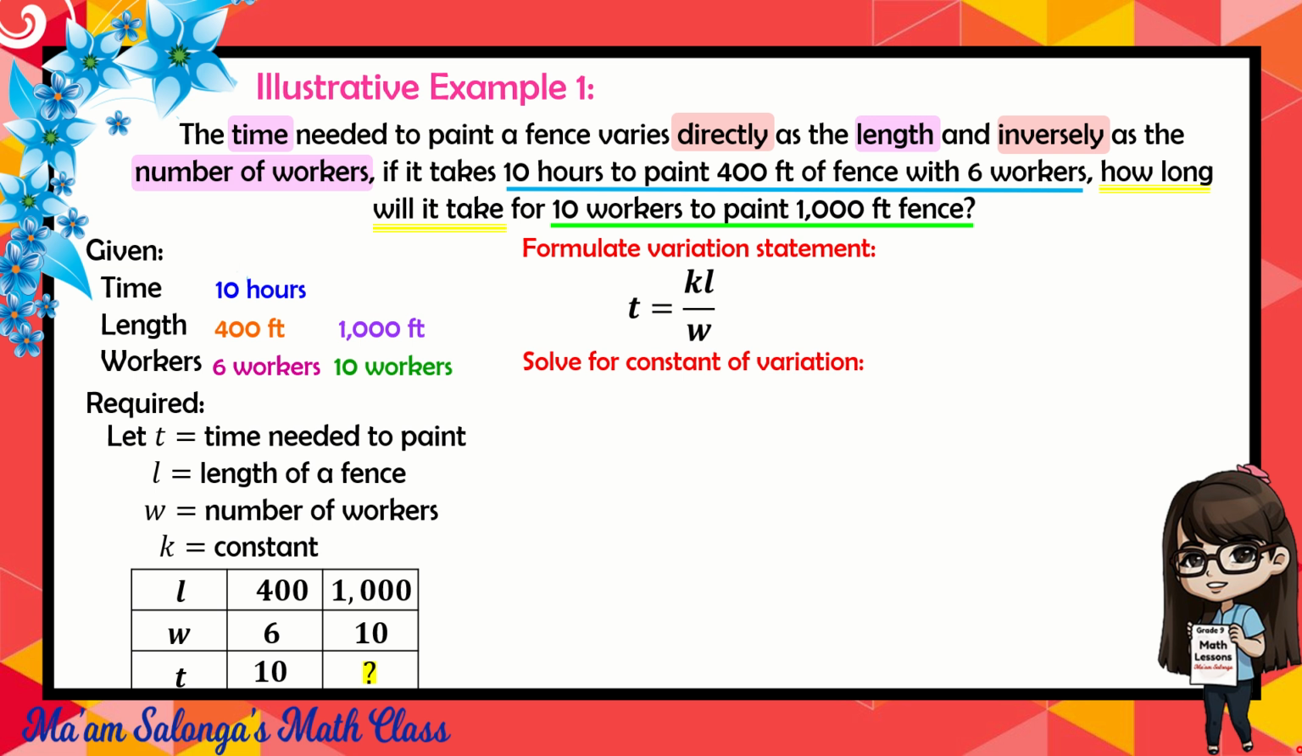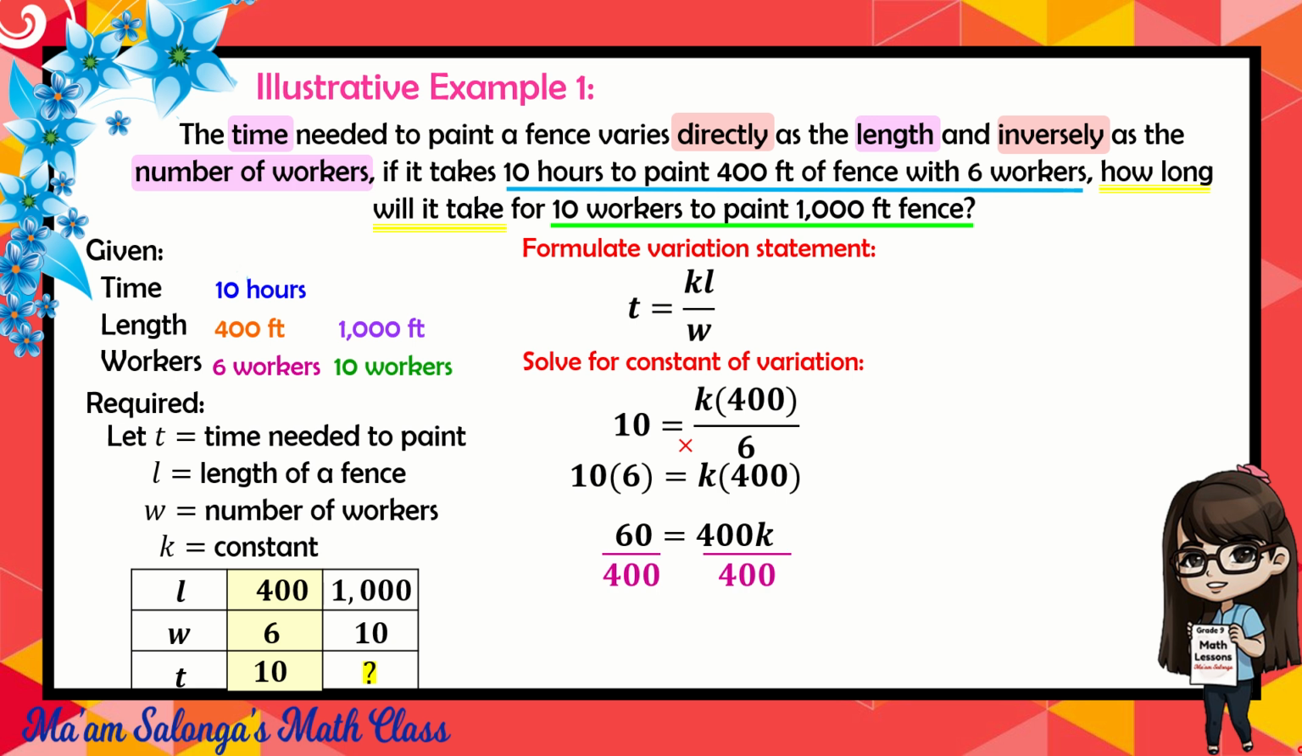Then, solve for the constant of variation. Syempre, yung kumpletong assigned values ang kailangan natin gamitin. So, by substitution, we have 10 equals K times 400 over 6. Then, let's multiply 10 and 6, that is 60 equals 400K. Okay, then let's divide both sides of the equation by 400.